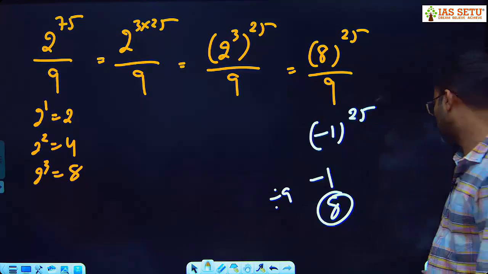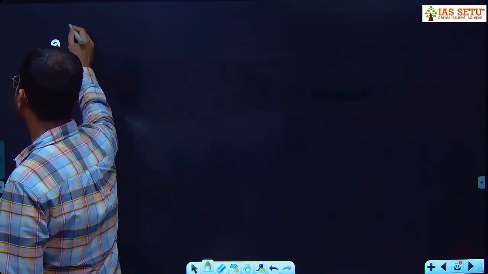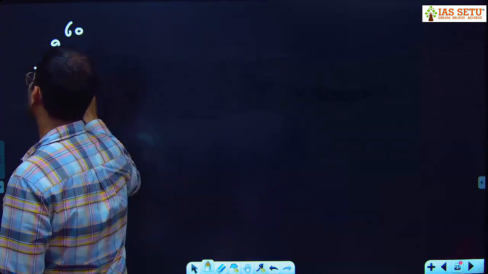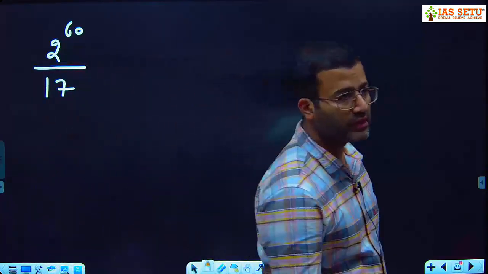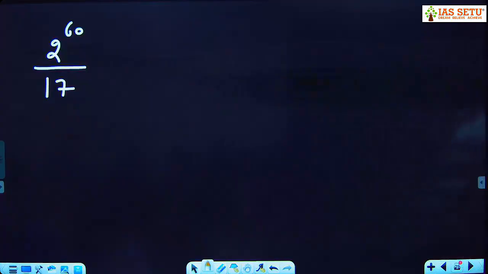Try one more question. 2 to the power 60 divided by 17. What is your remainder? Done. What is your answer?